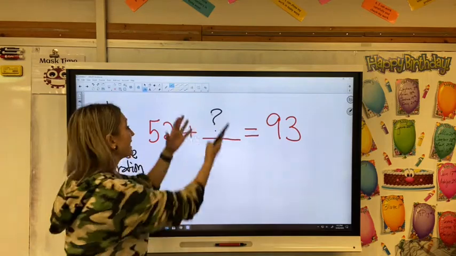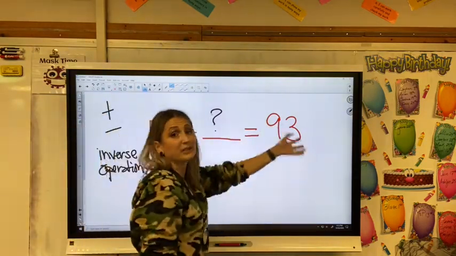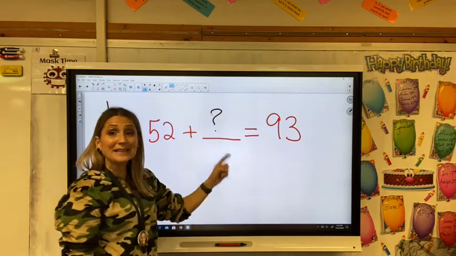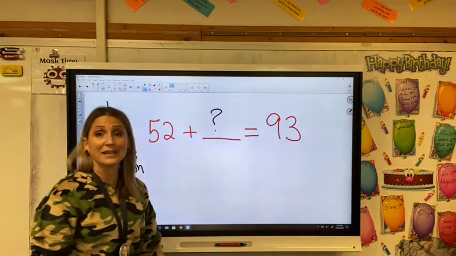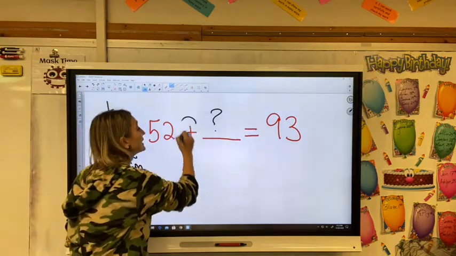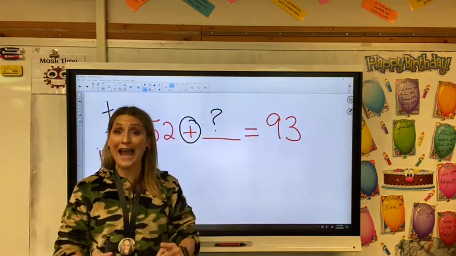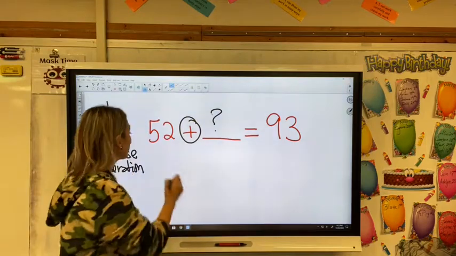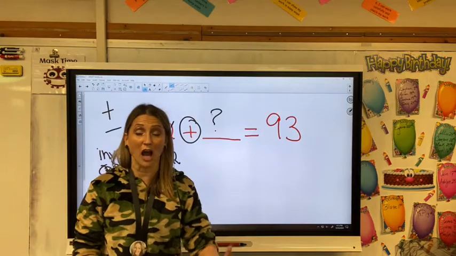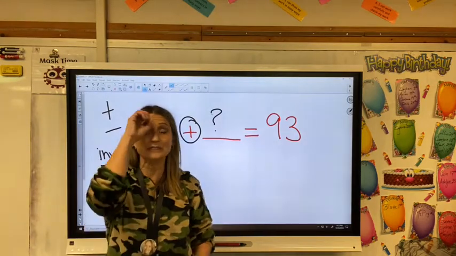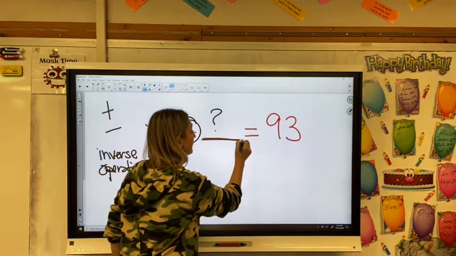So right now, if I gave you the number to put in there, you would just say 52 plus blank equals 93. But since that blank is there, you do not know what plus 52 equals 93. Well, instead of using addition, I can solve this problem by using subtraction. And what that means is I'm going to take away this 52. If I have $52 and I take away $52, I have $0. So now there's nothing left over here except this blank.